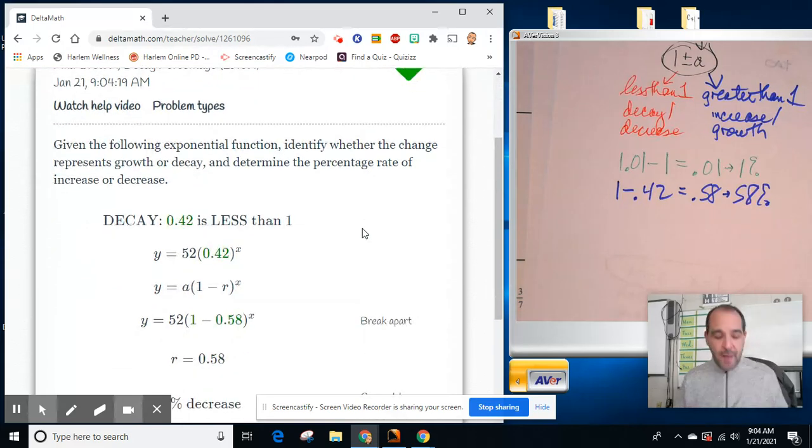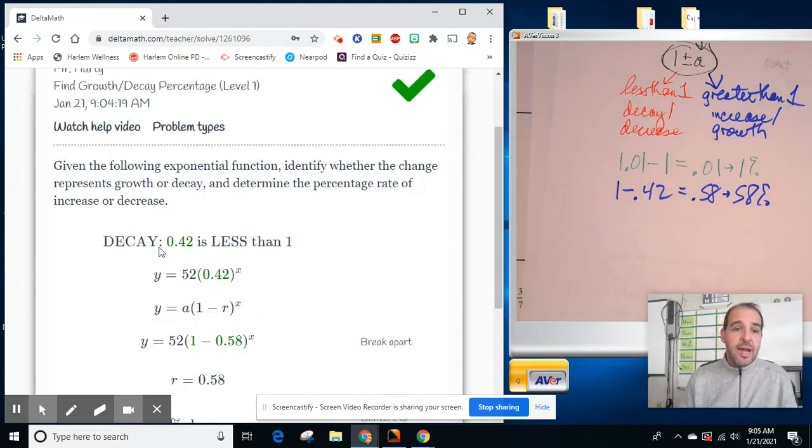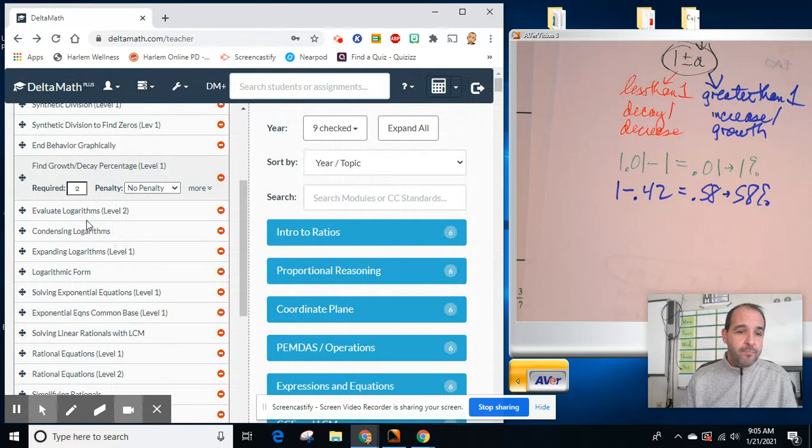Okay, so it's always based on 1. If it's less than 1, we'll subtract it. If it's greater than 1, we'll take the number minus 1. But that's always how growth and decay works, okay, and kind of figuring that out. All right, still rolling.